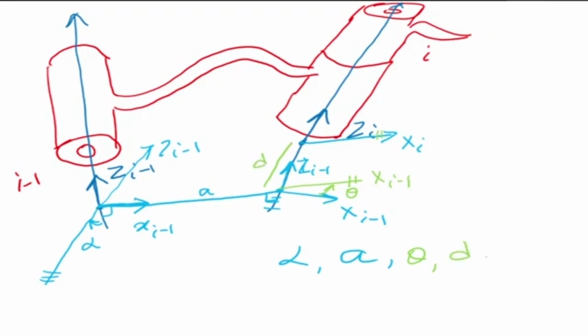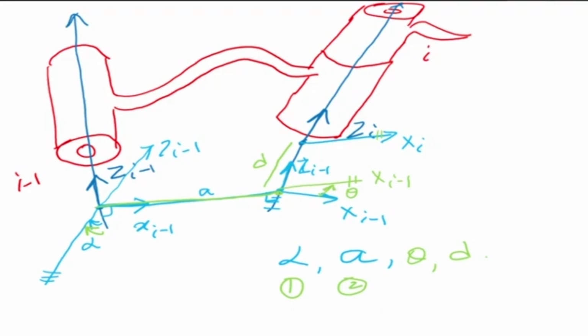So what we have done: first, I rotated the z_i minus 1 axis by an angle alpha and made it parallel to z_i. So that's my first transform. The second transformation is I moved the origin by a distance a to here. So that's my second. Then I rotated the x_i minus 1 and made it parallel to x_i.